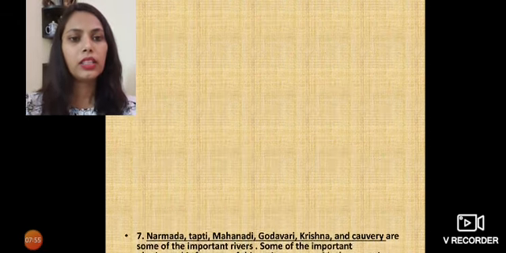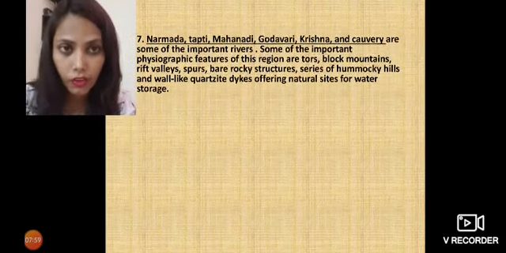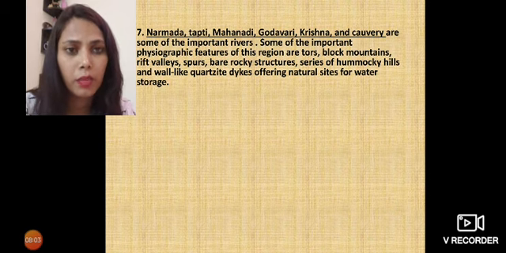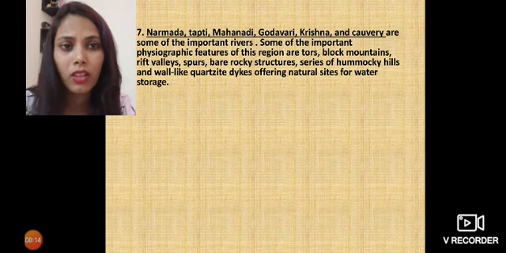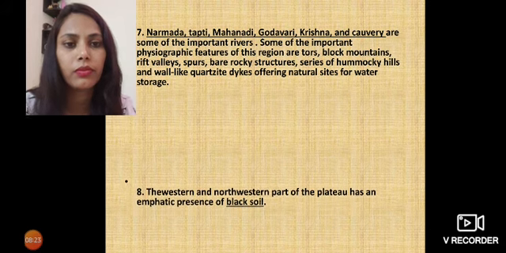The next point about the Peninsular Plateau is the rivers flowing through it. The important rivers of the Peninsular Plateau are Narmada, Tapi, Mahanadi, Godavari, Krishna, Kaveri. These are all important rivers. Other physiographic divisions are Tors and Block Mountains. These are all features of the Peninsular Plateau. You can remember a few, not necessarily every word of it, but rivers you should know.